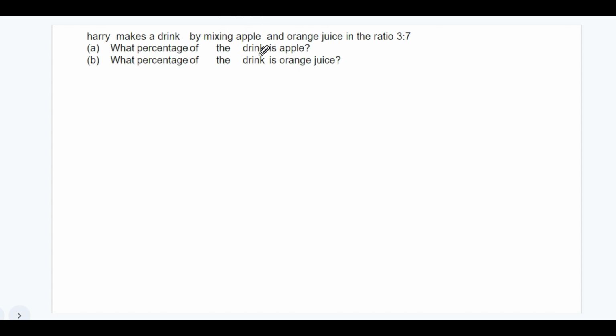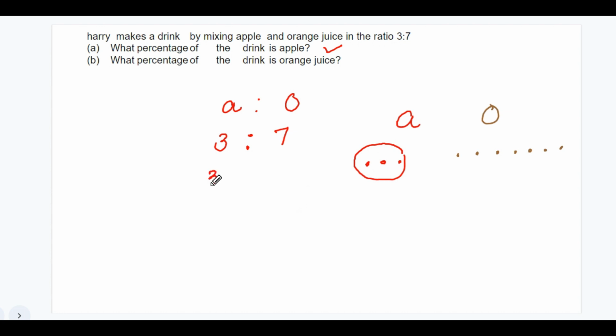So now we have apple and orange juice. The ratio of apples to oranges is 3 to 7, meaning 3 apples and 7 oranges. What we need to find is what percent of the drink is apple. How many apples are there? 3. We need to find the fraction first.